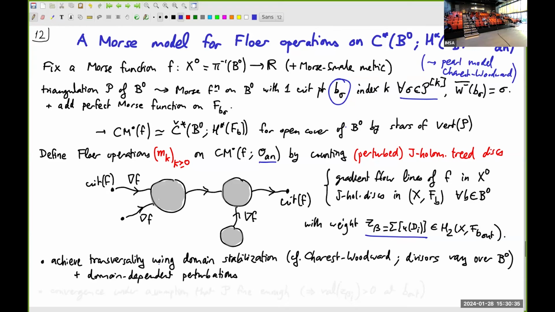Problem here, Charest-Woodward need a divisor that's disjoint from the Lagrangian. My Lagrangians can move over the whole manifold. I cannot find a divisor that's simultaneously disjoint from all the fibers. So instead, pick a collection of divisors adapted to various subsets, basically neighborhoods of given fibers. And there's already a mechanism for interpolating between collections of extra marked points given by different stabilizing divisors. Use that to vary your perturbation process over the base. And then you need to also perturb Morse flow lines, of course.